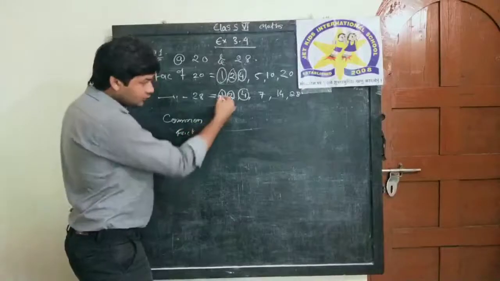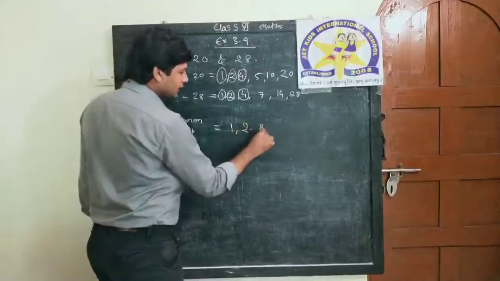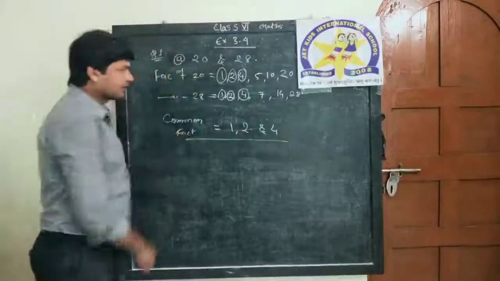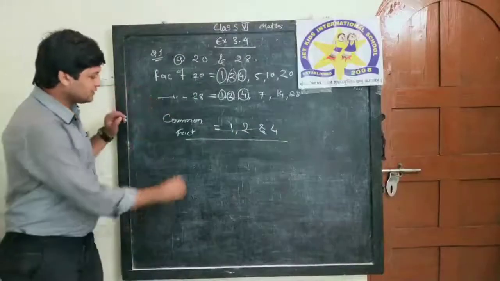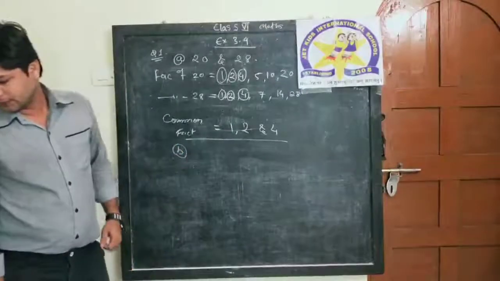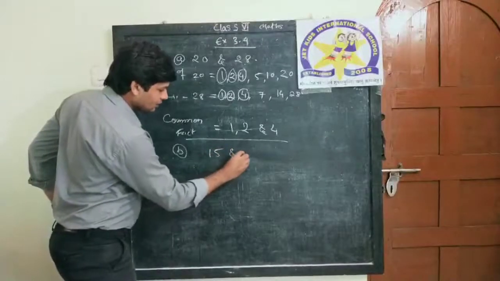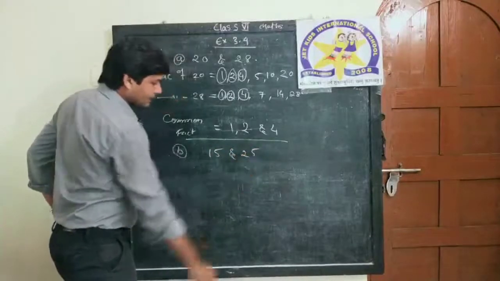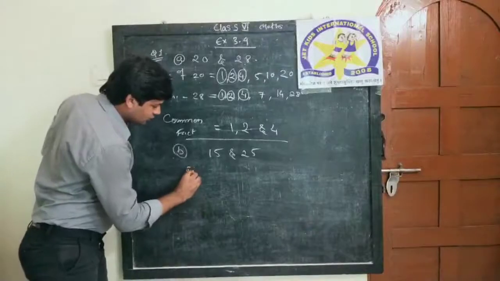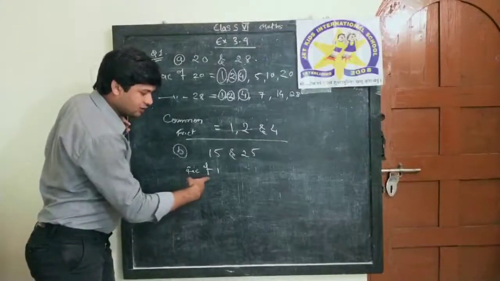This is how you will write your answers: 1, 2 and 4. Clear? So this is how you will write your answers. Now question B is given over here, 15 and 25. Factors of 15.